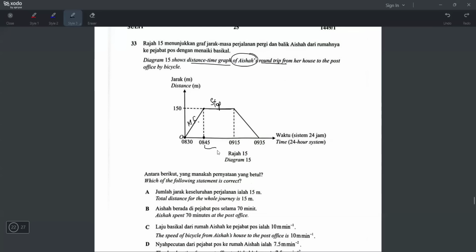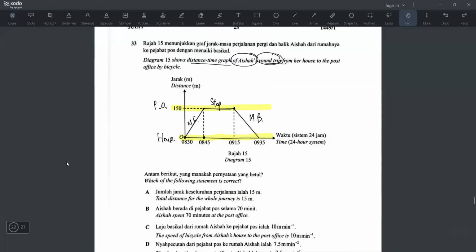And then dia buat dia punya urusan dia dekat sini. From 8:45 a.m. to 9:15 a.m., dia buat dia punya kerja dekat post office. Okay. And then this is where dia done with all the work. And then dia start moving backwards. Okay. So what we can do is we can highlight. Yeah, whenever I teach the DTG, I always teach students to highlight this part and highlight this part and we write the location. So this one is the house, Aisha's house, and then this one is the post office PO. Okay, so that's why it's called round trip lah, pergi dan balik.